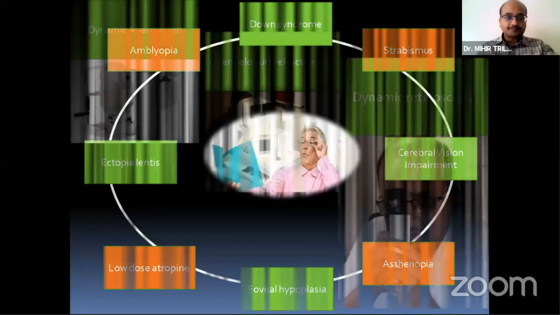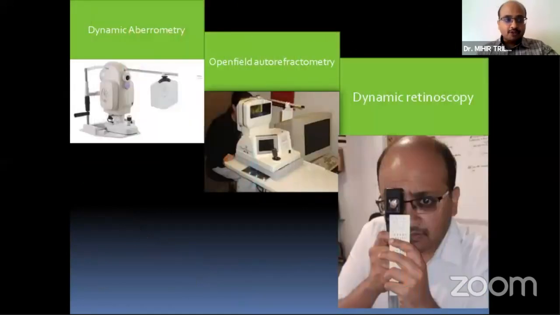So methods available for assessment of accommodation have been dynamic aberrometry, autorefractometry, and dynamic retinoscopy, of which dynamic retinoscopy is the only clinical method. Dynamic aberrometry and autorefractometry are not popular because of significant underestimation that it has with assessment of accommodation. Dynamic retinoscopy in India has not become very popular because of little difficulty in terms of scissoring of reflex in presence of astigmatism, as well as inability to perform the test rapid enough and bilaterally simultaneously.